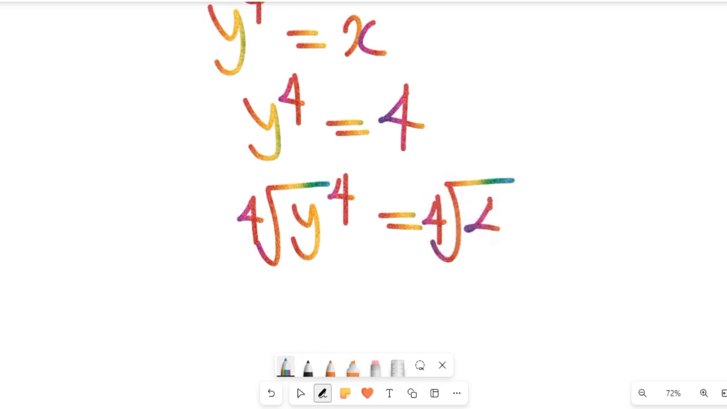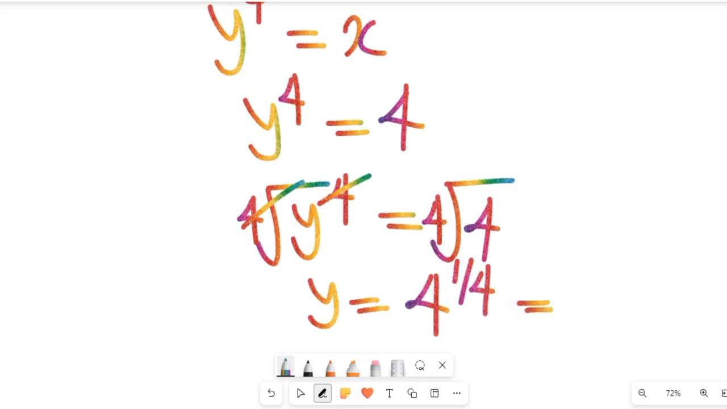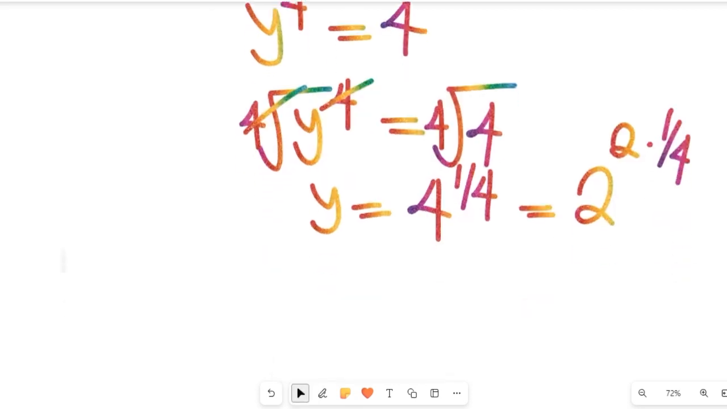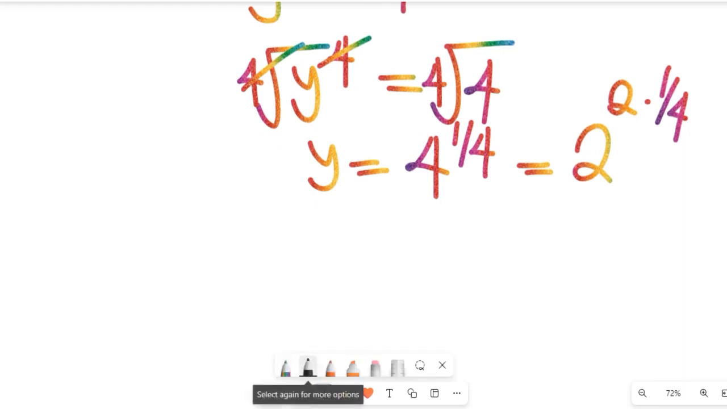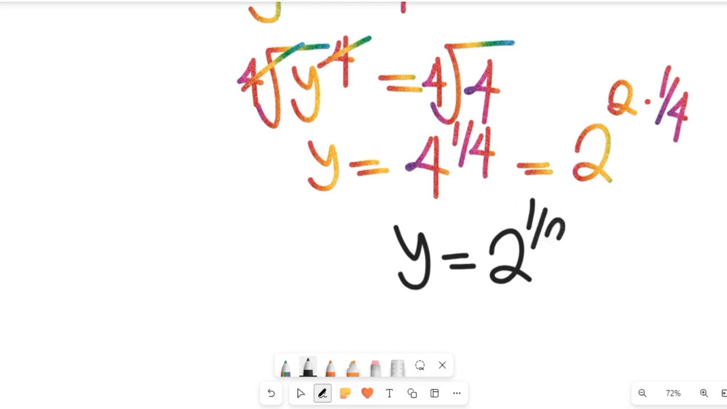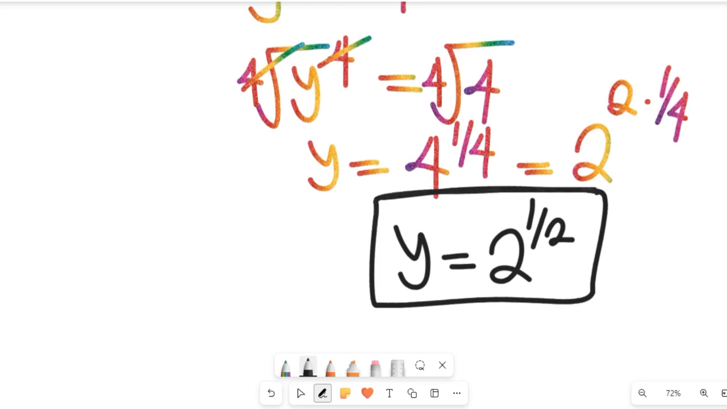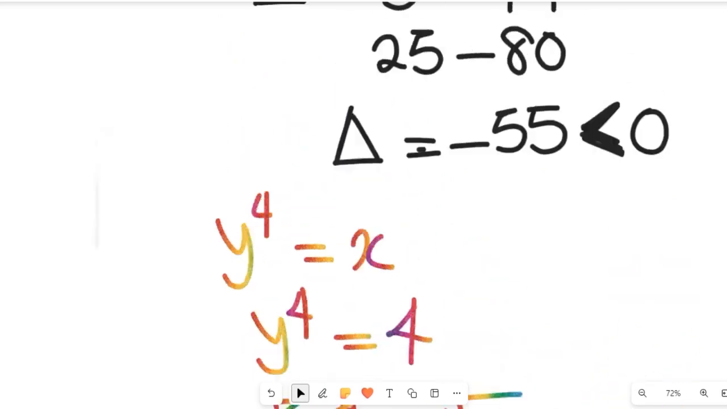If we take the fourth root of both sides, we'll have y equal to the fourth root of 4. This clears to give y equal to 4 to the power of 1 divided by 4, and this will be equal to 2 to the power of 2 multiplied by 1 divided by 4. That will give us the value of y to be equal to 2 to the power of 1 divided by 2. Great. So that is the only real solution to that exponential equation.